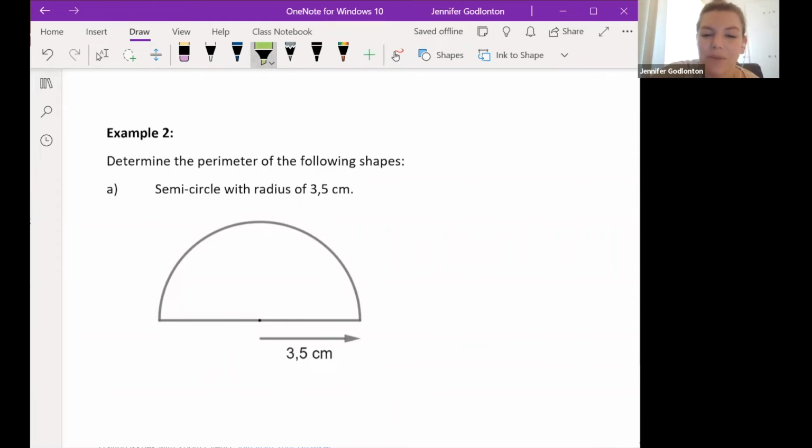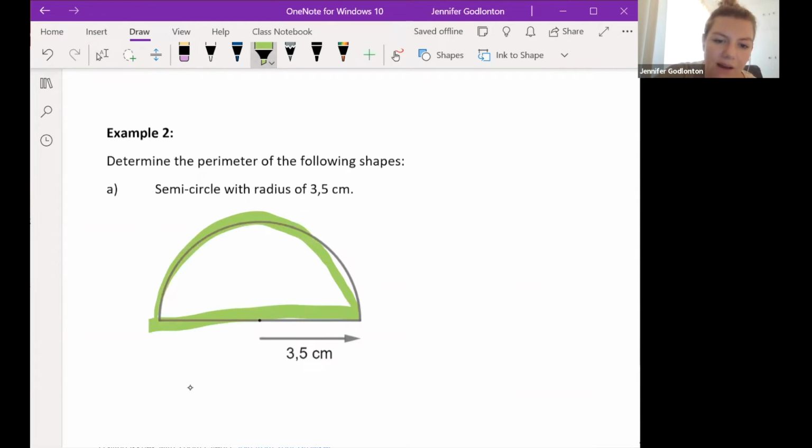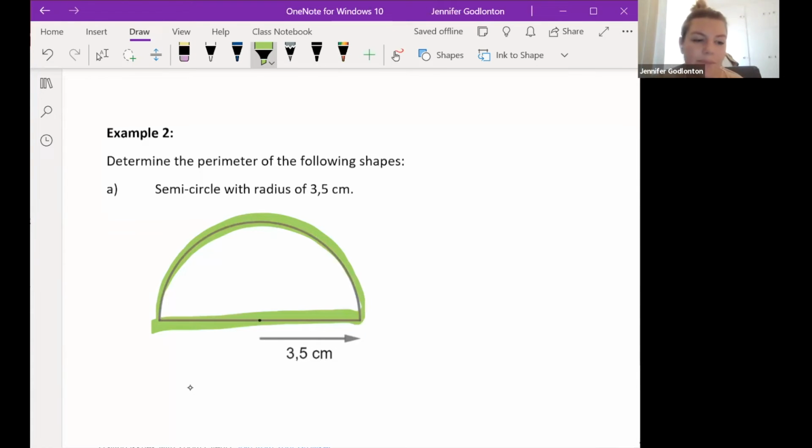So determine the perimeter of the shape. The perimeter means I want the outside of the shape. So I want that green that I've highlighted. I want to know what that is. Okay. They've told you it's a semicircle. They've told you it has a radius of 3.5 centimeters. I would like to know what the perimeter is. So I want to know what the length of that green line that I have done is.